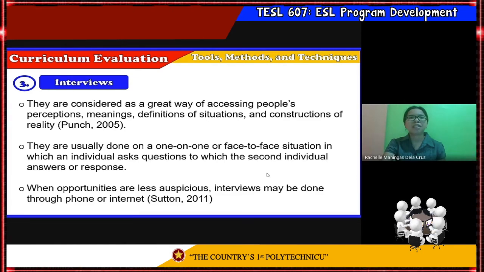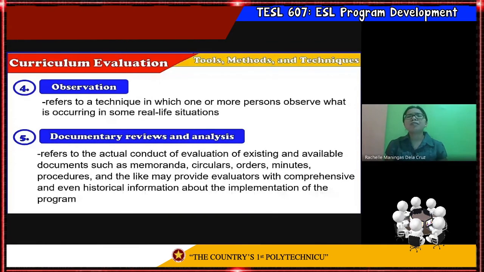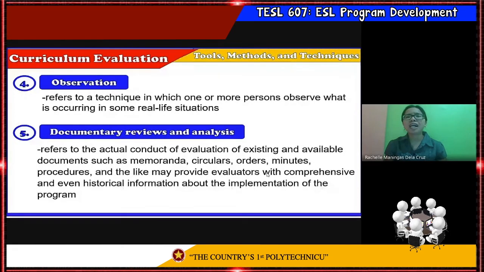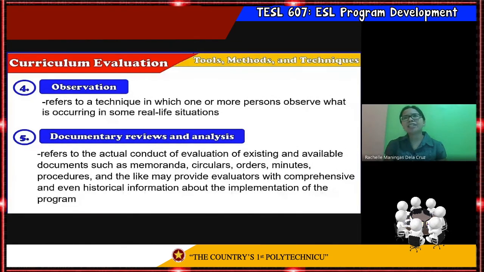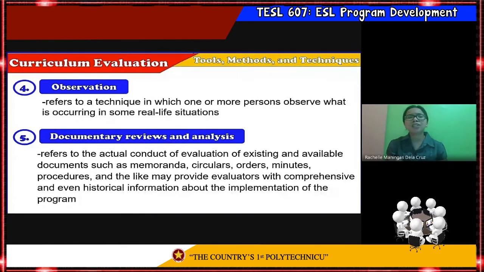And of course, the observation. Observation refers to a technique in which one or more persons observe what is occurring in some real-life situation. It is used to gather exact, precise, and accurate data because the evaluators can observe how a program is implemented in the educational system.